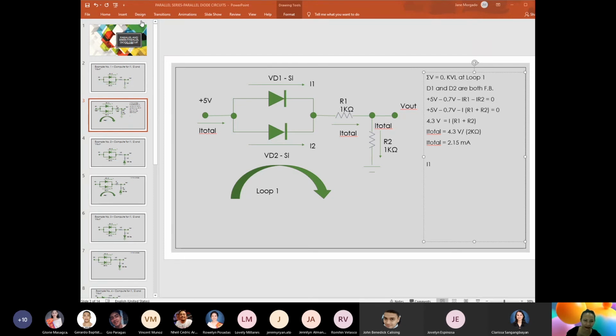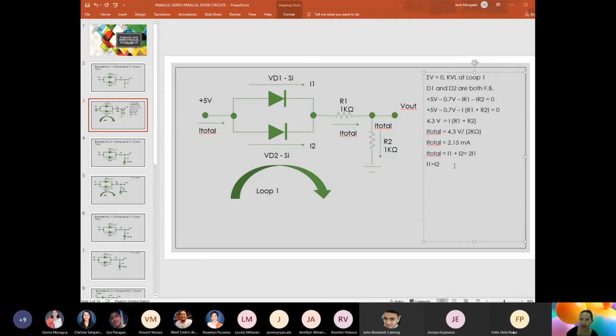Ano ang assumption? I-assume po na equal na current ang dadaloy sa kanilang dalawa. Okay, thank you, Felix. So the assumption is that I1 is equal to I2. Since I1 is equal to I2, take note that the I total branches out between I1 and I2. Dalawang branch lang siya, di ba? So therefore, I total could either be equal to 2I1 or 2I2. Tama ba?